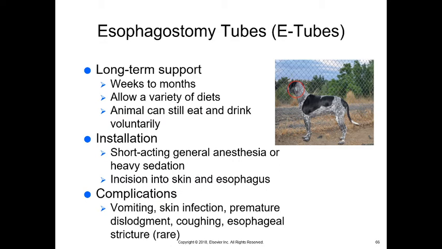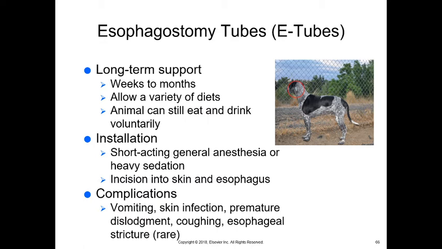Installation is a very quick installation. It's something that a general practitioner or veterinarian can do pretty easily. Make an incision into the skin and esophagus and put the tube in here. We go up through the mouth and then snake it back down, and we're able to feed from the side of the pet.